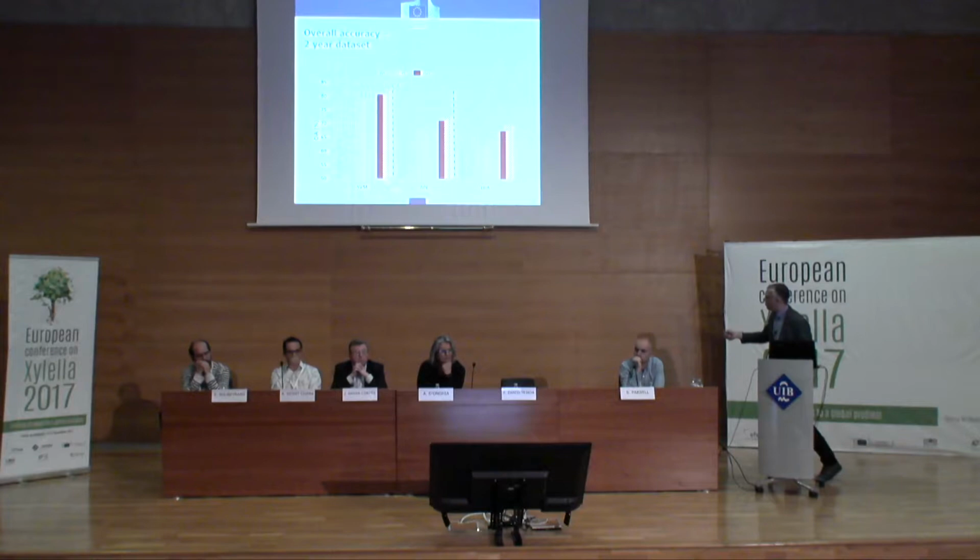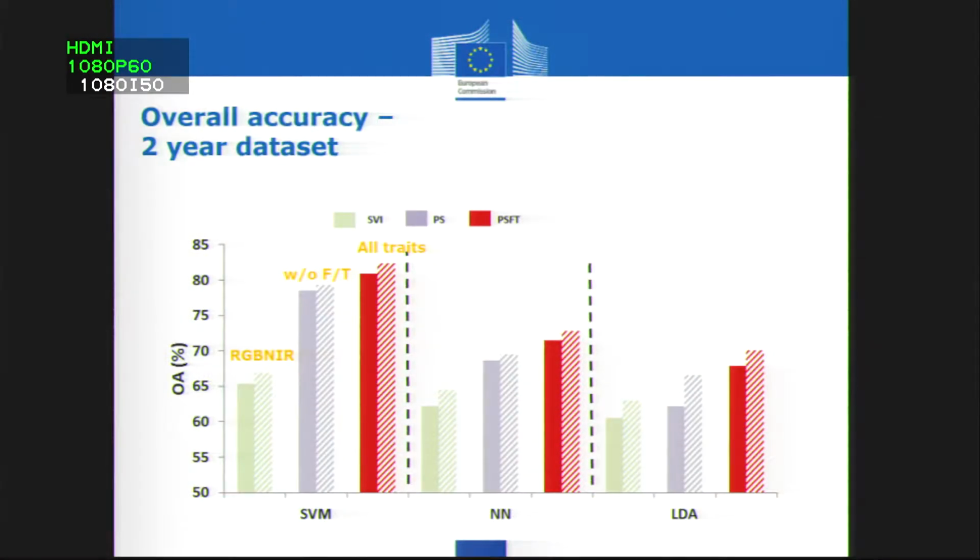This is for support vector machines, this is for neural network, and this is for linear discriminant analysis. Support vector machines are the ones that obtain the best results. And when we use all traits, and by all traits I mean including chlorophyll fluorescence, canopy temperature, and all the index-based and model-based traits, we get accuracies of around 82%. If we don't use fluorescence or temperature, we get lower performance, around 80%.